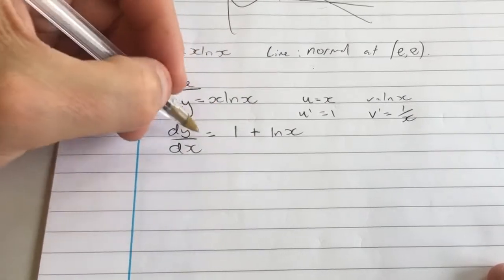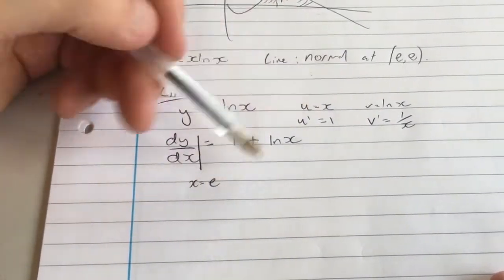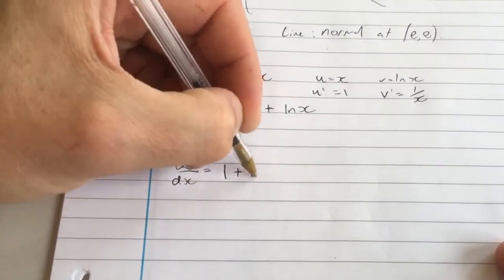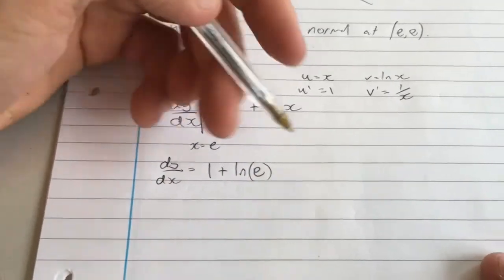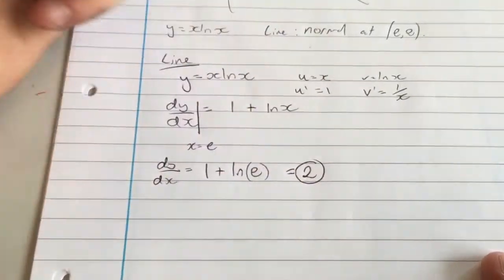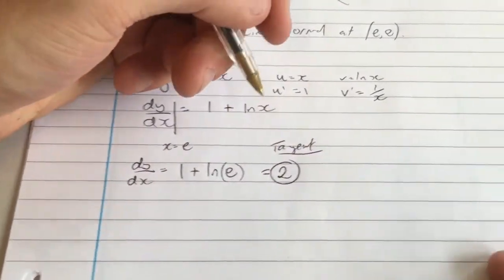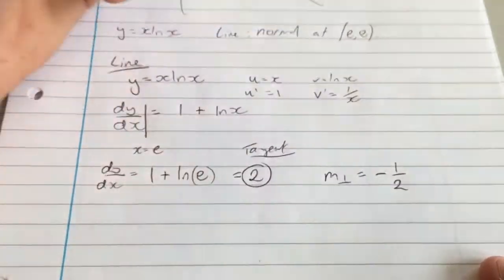We want to find the gradient when x equals e, because that's the point we're looking for. So putting that in, we're going to get 1 plus ln of e. Ln of e is 1, it's not 0 as a lot of you thought in the test, so we get a gradient of 2. So that's the gradient for our tangent. So our normal is going to have the gradient minus a half.